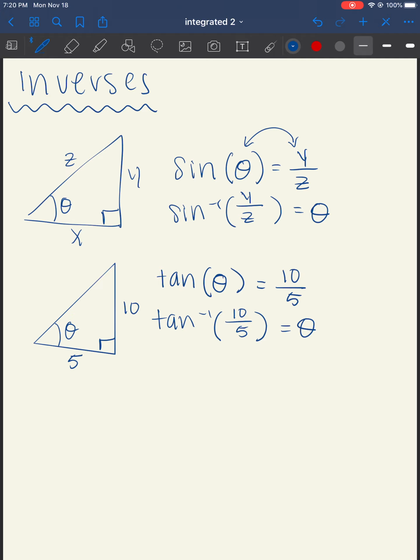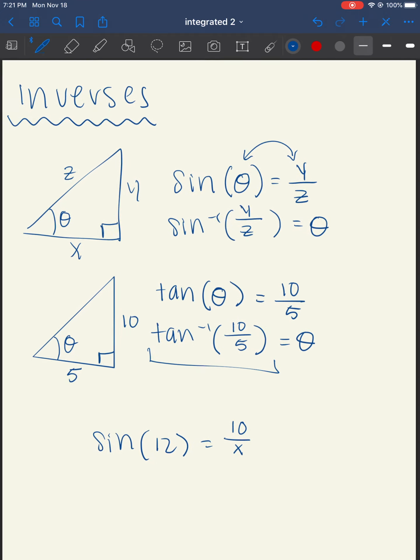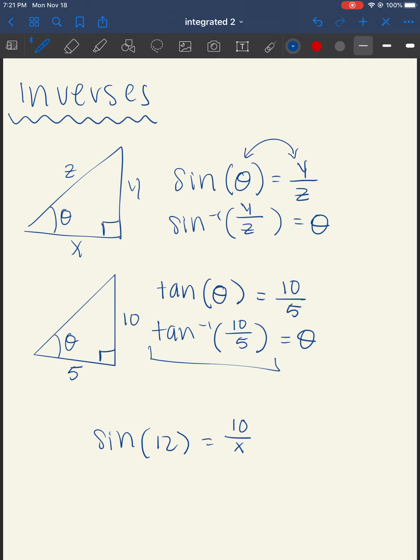Then you'd plug this into a calculator. Just like how you were doing before, plugging in like sine of 12 equals 10 over x. Basically what this means, sine is like a function type of thing, so it just is a number. So then when you solve, you have to find x. That means x equals 10 over sine 12. It's the same thing here. So that means the tangent inverse of 10 over 5 is just a number.